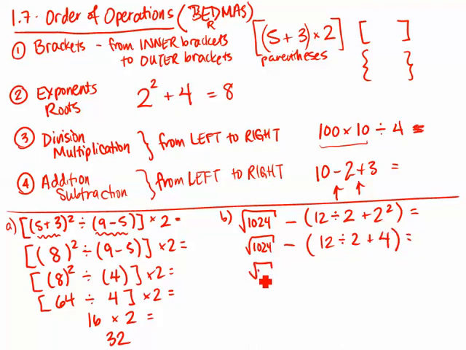Then I have a division within this sentence. I have 12 divided by 2, and that's 6 plus 4. I continue on in my bracket, and 6 plus 4 is 10. Notice that 10 then is the only thing left in this bracket, so I'm going to remove the bracket and just do square root of 1024 minus 10. Now I have a root and then a subtraction, so I'll do the root first. Square root of 1024 is 32, minus 10, and the answer is 22.